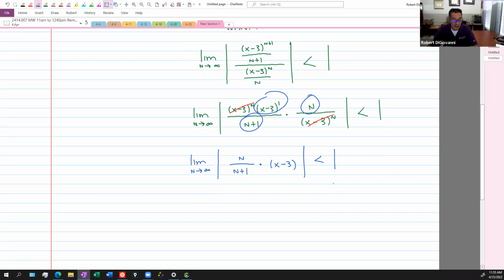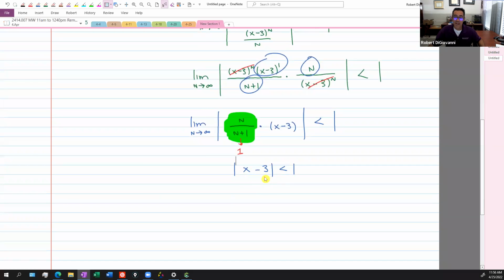Now let's let n go to infinity. If n goes to infinity, n is only impacting this piece, right? That's the only piece that n is actually impacting. And that goes to infinity over infinity. And L'Hopital one time on that would give us 1/1, wouldn't it? So we know that that piece goes to 1 when we take the limit. So this is going to be the absolute value of x minus 3 less than 1, right? Because this turns into 1 in the limit.